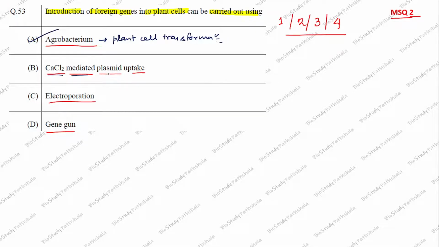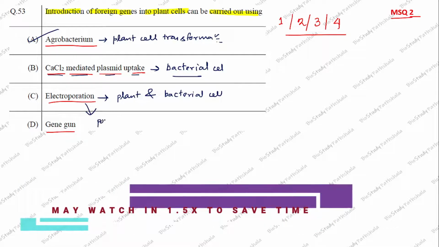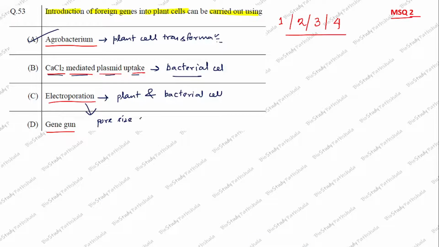Next is CaCl2 mediated plasmid uptake. This is applicable for bacterial cells, not plant cells. So this option will not be applicable here. Electroporation is applicable for both plant cells as well as bacterial cells. In electroporation, through the electric pulse, the pore size of the cell membrane is increased. That is why the plasmid can be taken up, and through the gene gun process, plant cells can be transformed. So options A, C, D will be the right answer for this question.